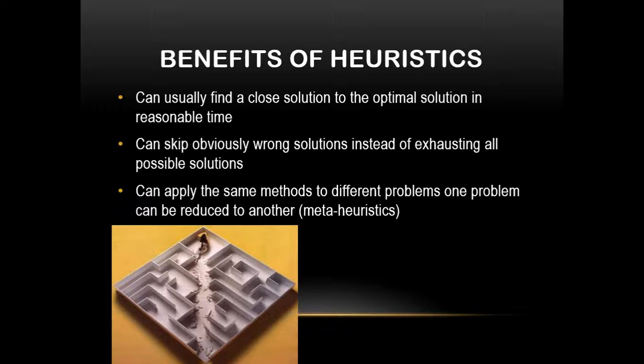What heuristics allow you to do is skip obviously wrong solutions instead of trying every single different solution. A really powerful tool is that you can apply these same heuristics to different problems in the same family. So with NP problems, a lot of them you can reduce to a graph coloring problem, which you'll actually see later in this presentation.